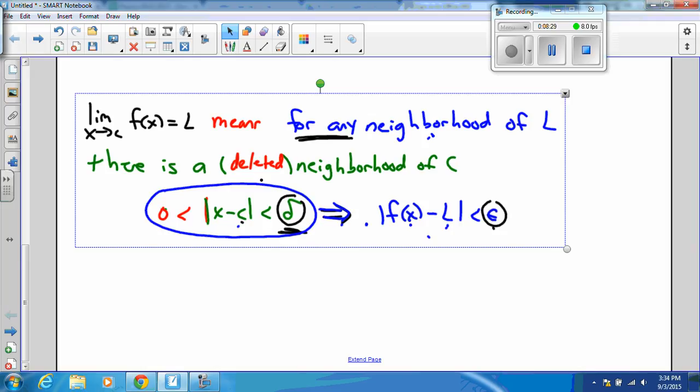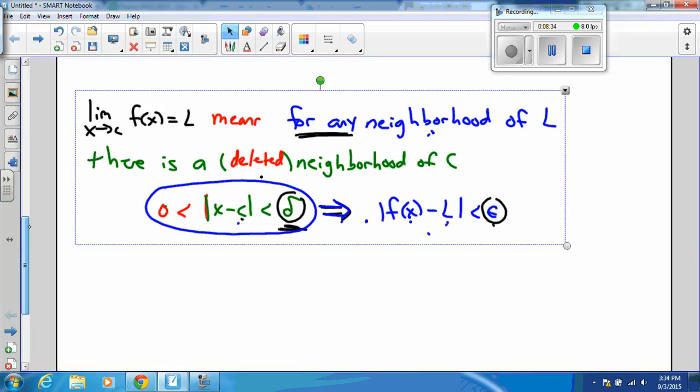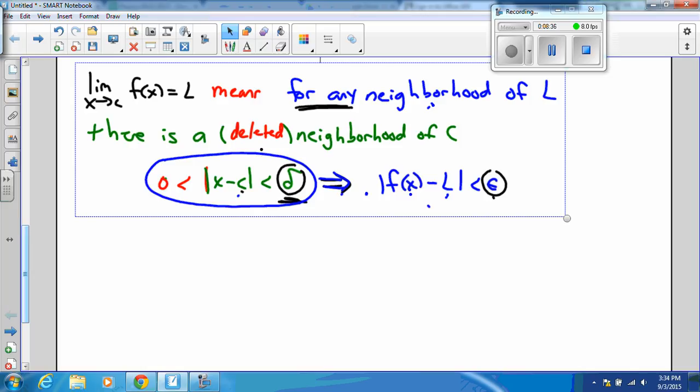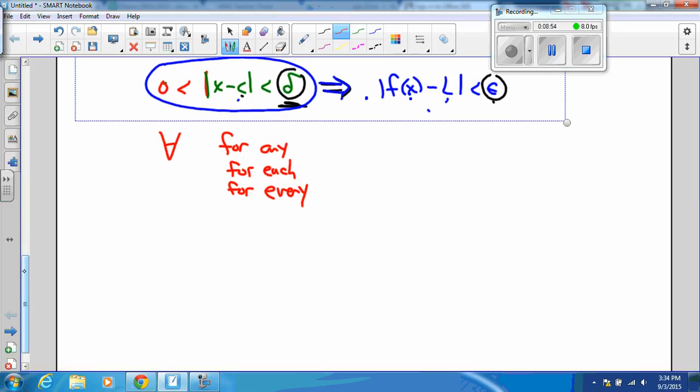Boom. And now we're going to turn it into mathematical symbols using Aristotle's universal quantifiers. And there are two of them. And those two symbols are an upside down A, that means for any, or for each, or for every. In other words, for all the ones you can possibly pick. And the second quantifier is a backwards E, which means there is or there exists.